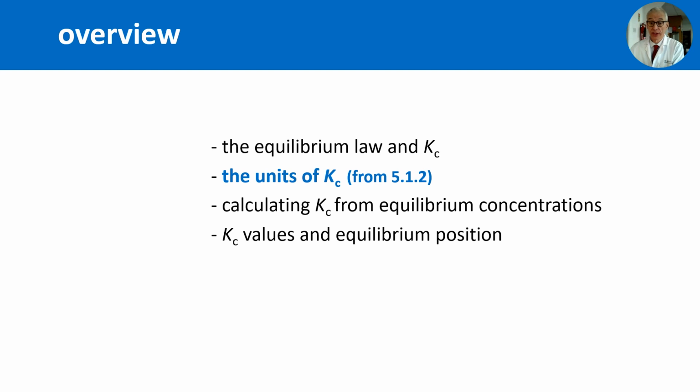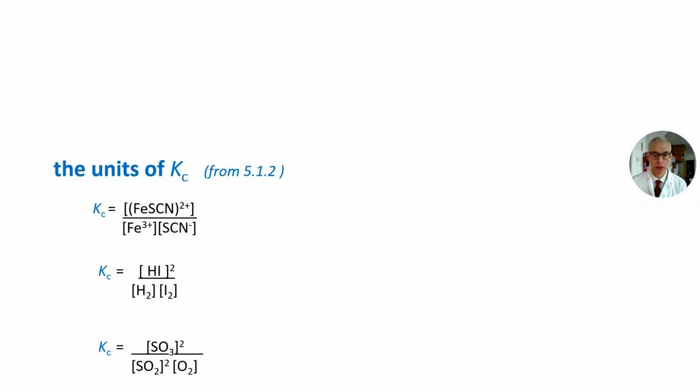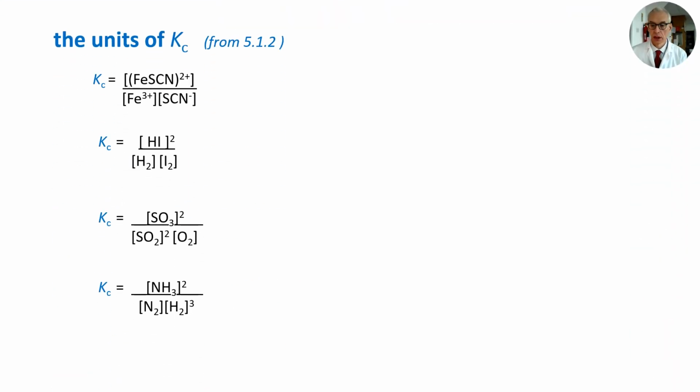Strictly, the units of Kc are from year 2 of the OCR A specification, but it does fit very neatly here and is well worth doing at this point. So let's try some examples. I'm going to model the first one for you so you can see how it works.